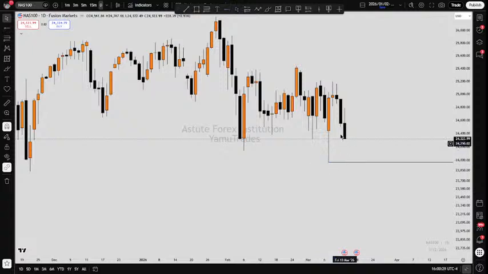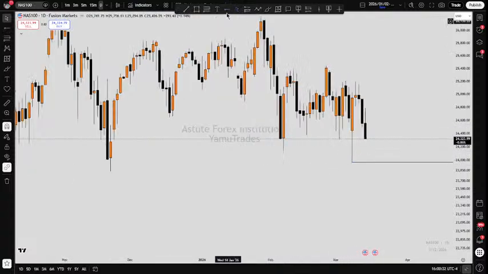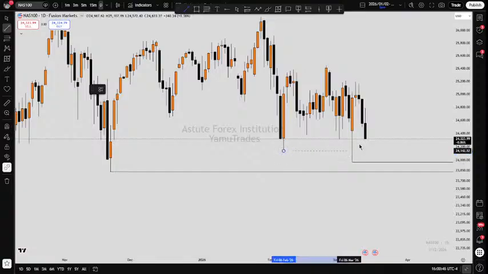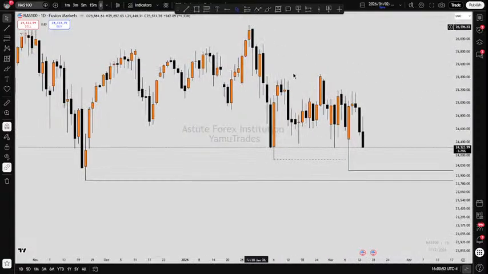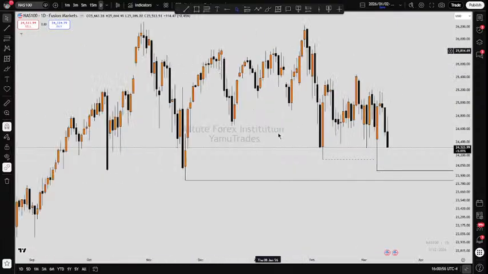So we have this low here, which we are targeting on Nasdaq on the daily chart. We also have this low here. Last week, on the 9th of March, we crashed this low. If you look at the chart, you can see that we've been consolidating ever since, around November.